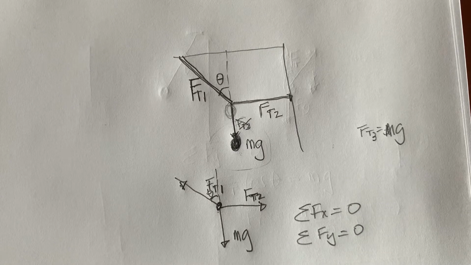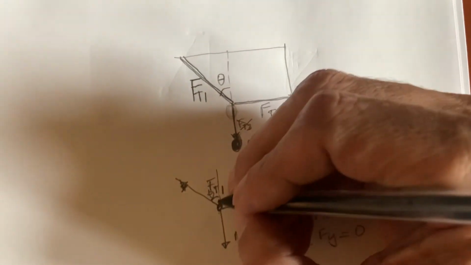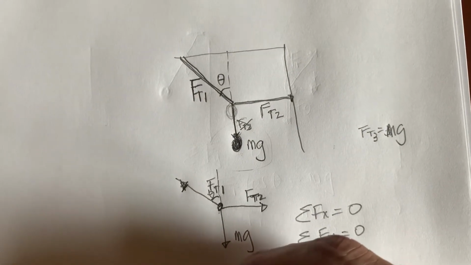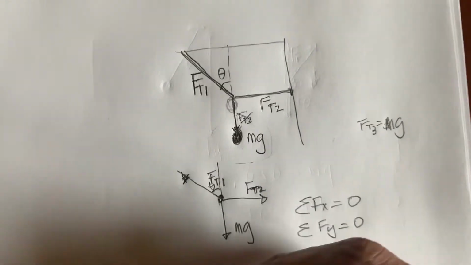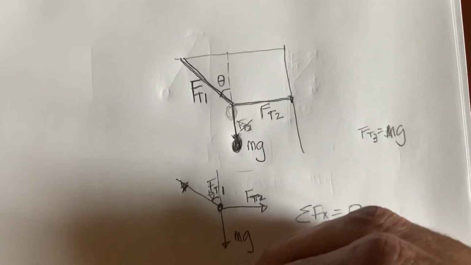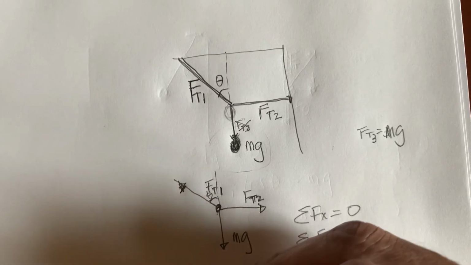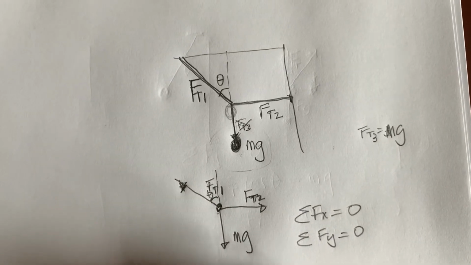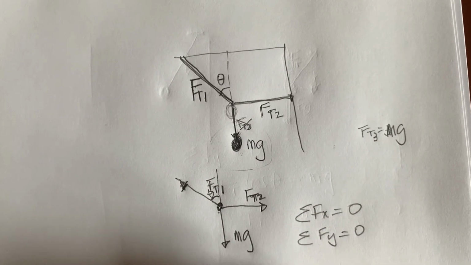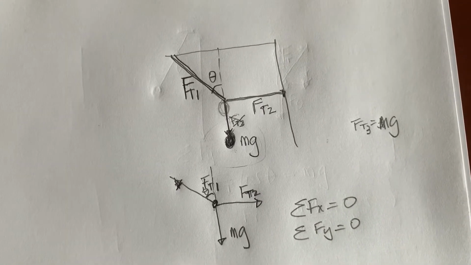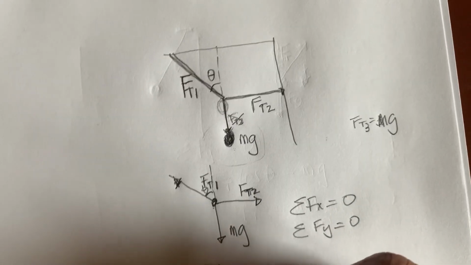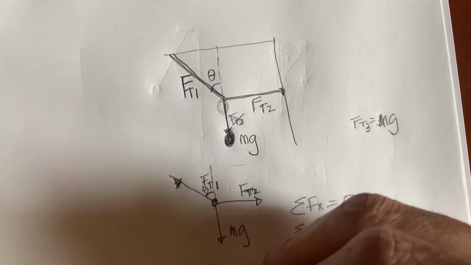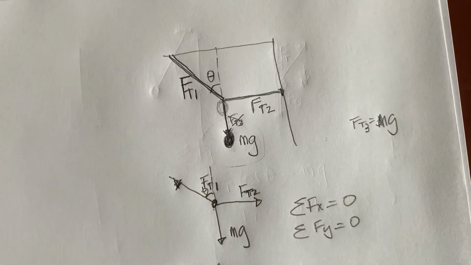So then I'll look at these forces. This force has two components. If I were to redraw it again here, that's FT1, and it has two components. I have FT1 in the y direction and FT1 in the x direction. And then I have mg here acting only in the y direction. So the forces in the x direction have to cancel out among themselves.